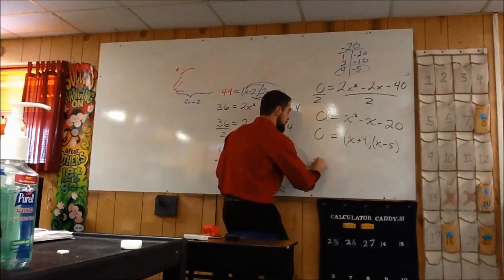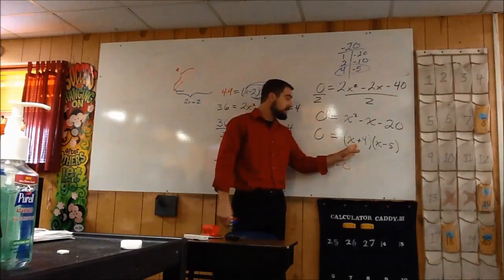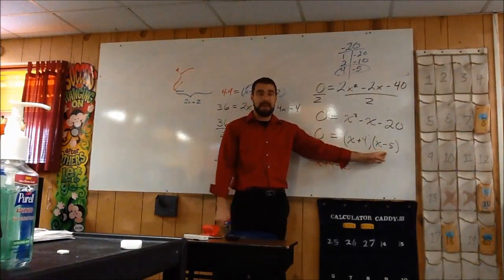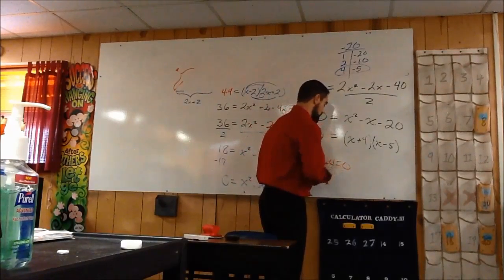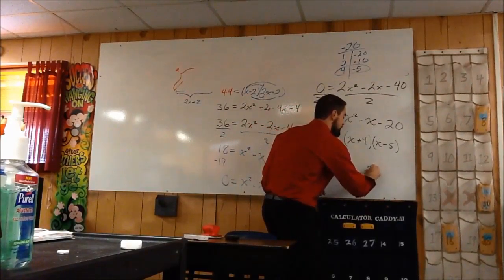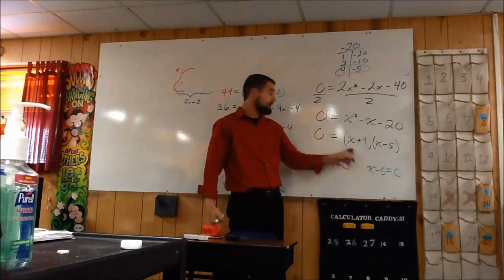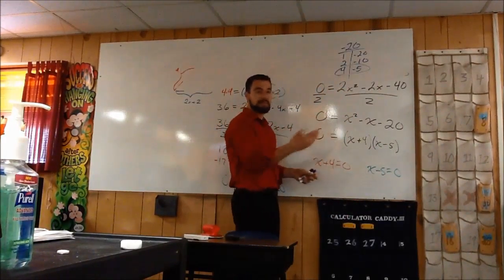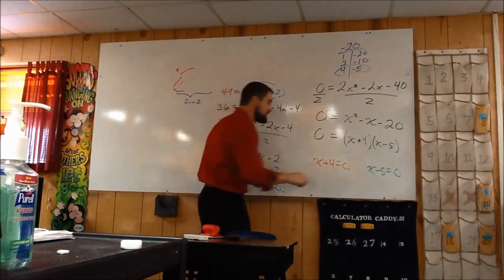So, either x plus 4 has got to equal 0, because 0 times anything, it doesn't matter, will be 0. Or x minus 5 has got to be 0. Because again, 0 times anything is going to give me 0. One of these has got to happen. So now I can finally solve this equation and get x.